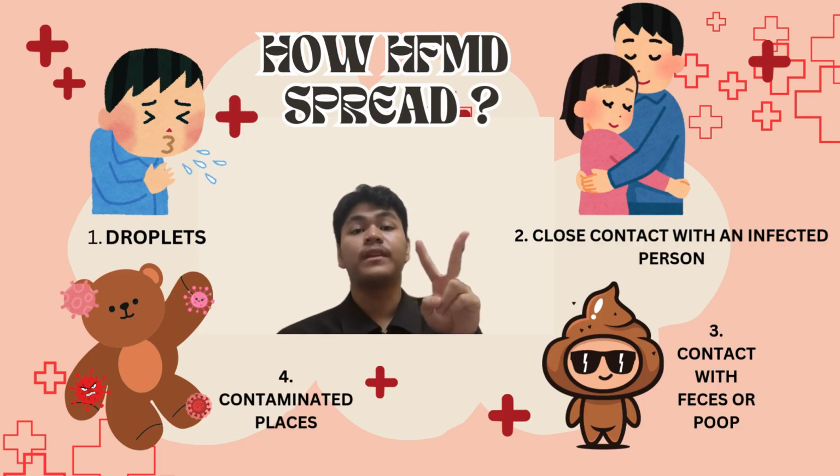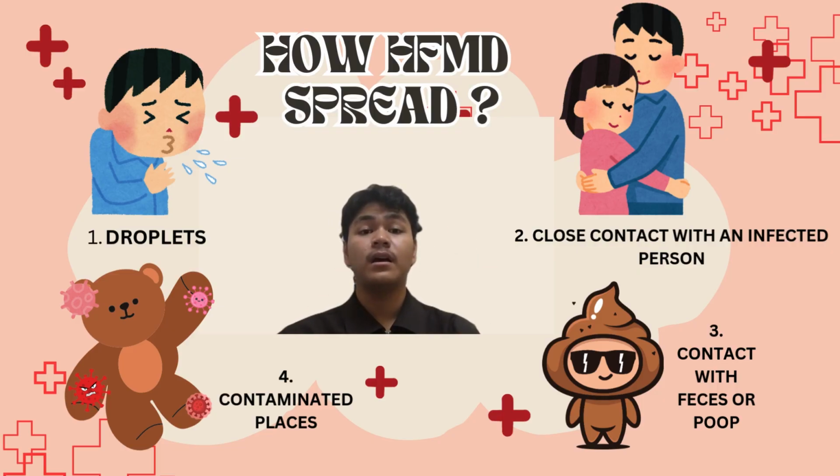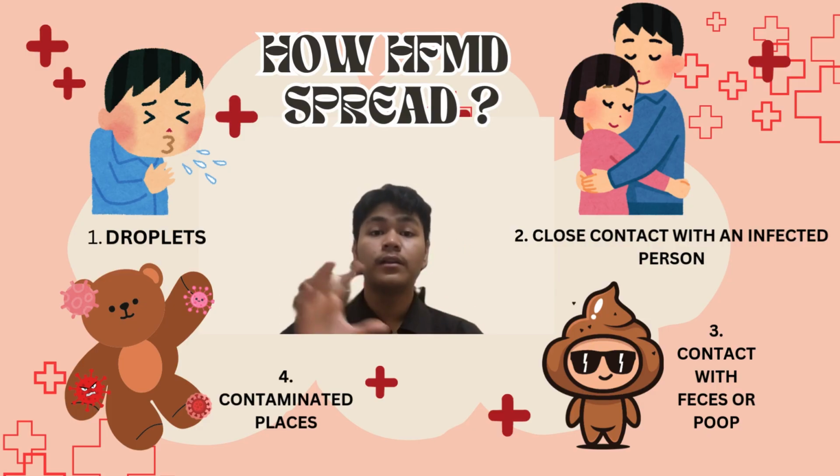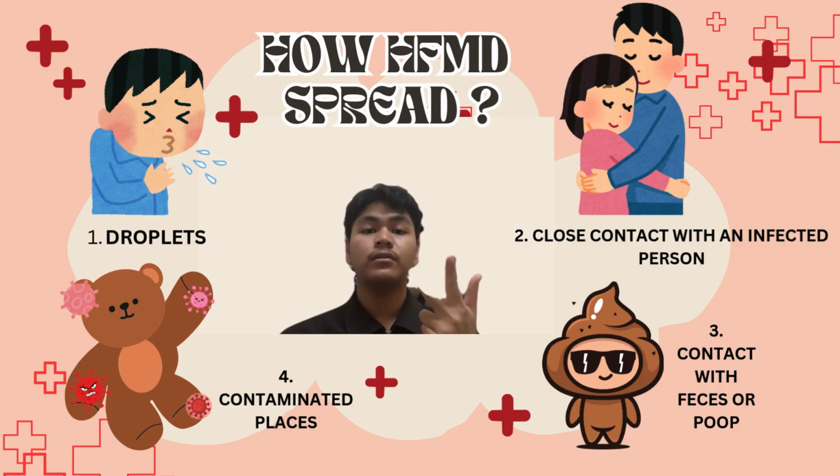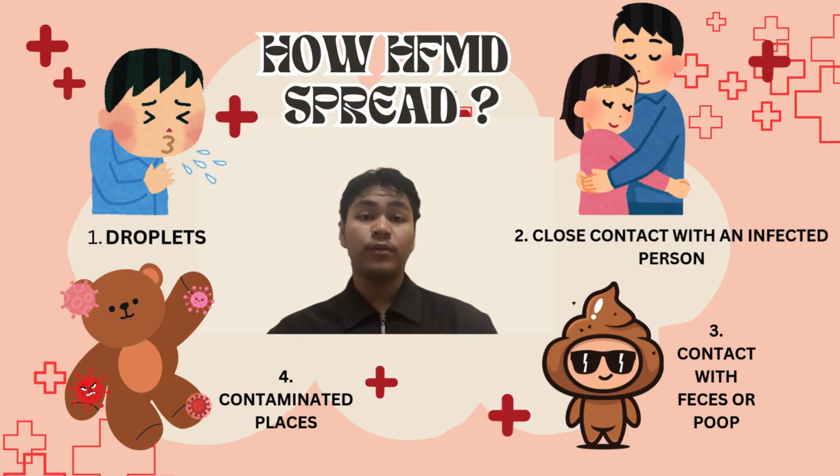So the second one is close contact with an infected person. If you hug, kiss, or maybe just hold hands with an infected person, the virus can be easily transferred from the infected person to the other person. The virus also can be spread through sharing cups, utensils, or even toys. So this is why parents must be extra alert when handling young children who may have the virus but are not showing the symptoms yet.